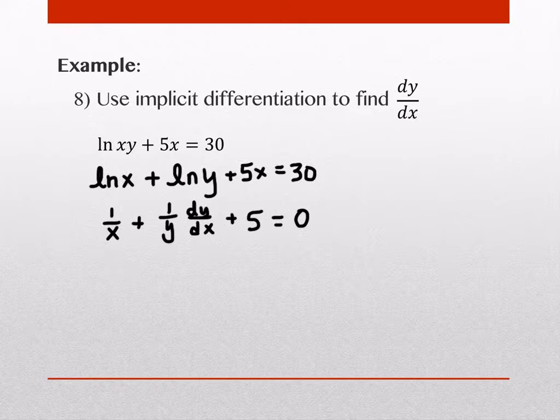All right, so does anybody remember what you have to do next? Yeah, solve for dy dx, right. So everything that's not actually multiplied by the dy dx, I can simply move with addition or subtraction, in this case subtraction. So I have 1 over y dy dx equals negative 5 minus 1 over x, or the other way around. And then what?